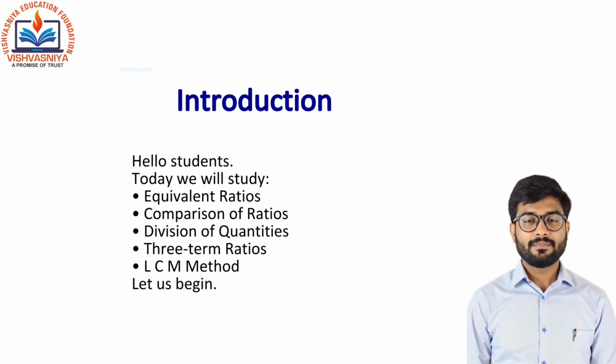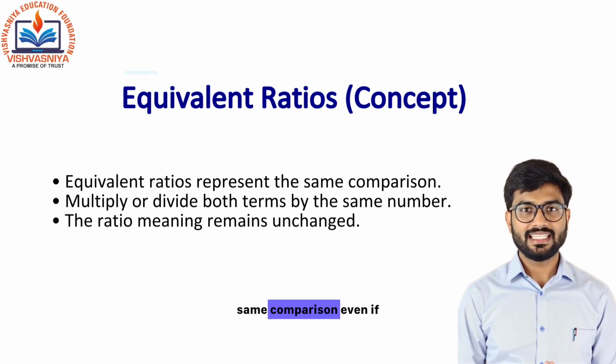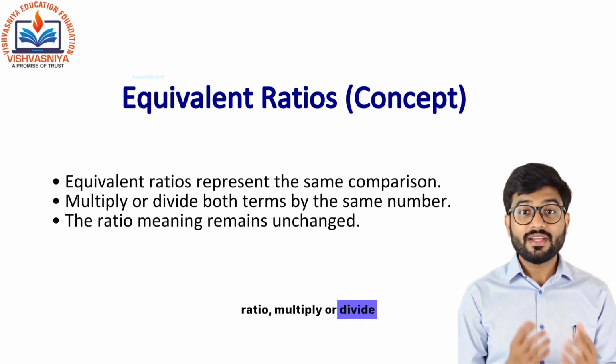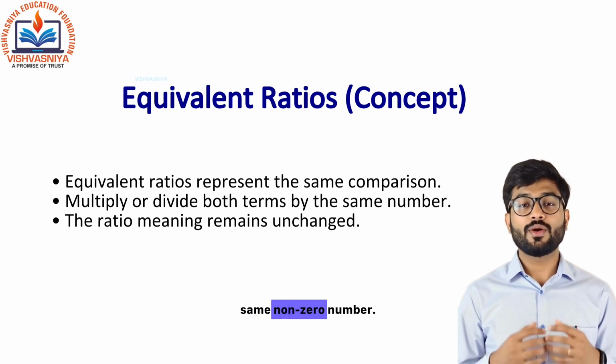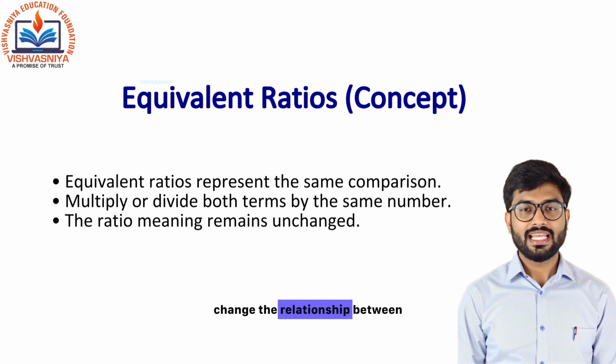Let us begin. Equivalent ratios represent the same comparison even if the numbers look different. To create an equivalent ratio, multiply or divide both terms by the same non-zero number. This operation does not change the relationship between the quantities.